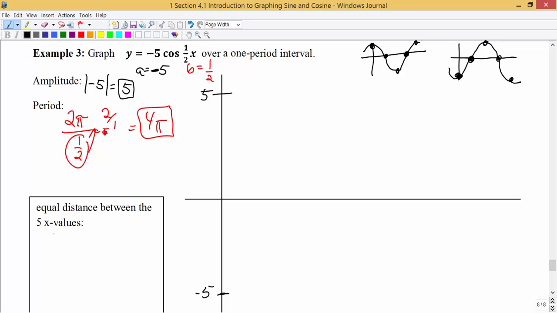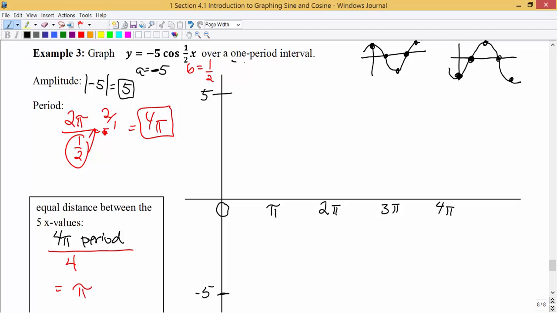Now let's find our equal distances, and this actually turns out to be pretty simple. We're going to take the period, the entire distance, and we're going to divide it into 4 equal parts. And so we end up getting that the equal distances between those key points will just be pi units. So let's find all of our x values. So we'll have a starting x value of 0, and we're going to add pi to that. So we end up with pi. Then we're going to add pi to that, so we have 2 pi. We're going to add pi to that again, so we end up with 3 pi, and we're going to add pi again, and we end up with 4 pi.